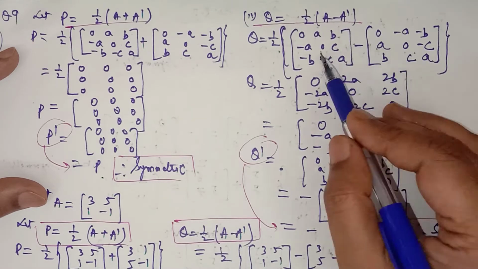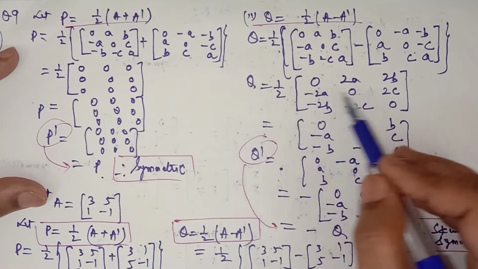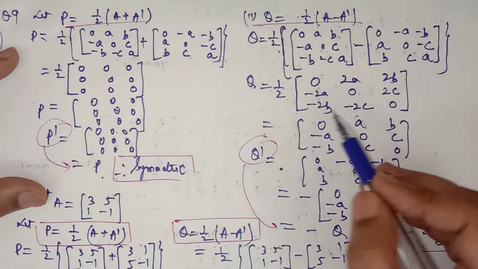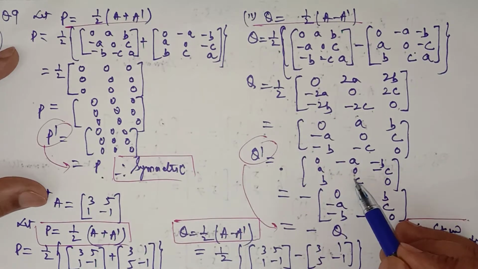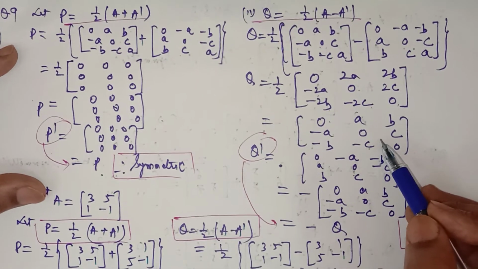Subtract these two matrices, you are getting this. Take multiply this matrix by 2, you are getting 0 A B minus A 0 C B C 0 minus B C 0. Find the transpose of this, 0 A B minus A 0 C, like this. You know how to find the transpose.